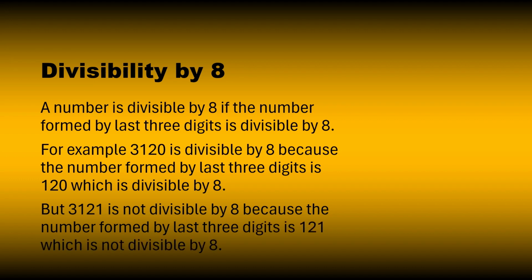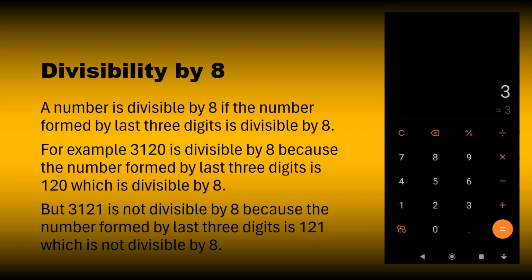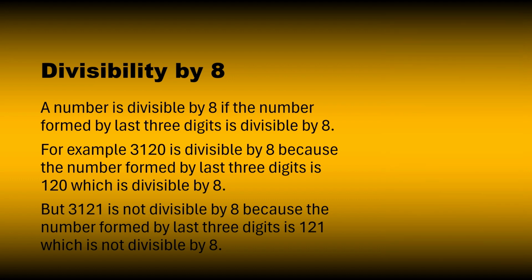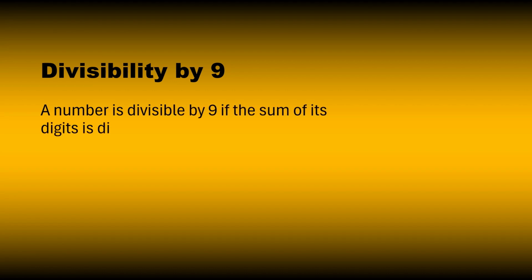Divisibility by 8. A number is divisible by 8 if the number formed by last 3 digits is divisible by 8. For example, 3120 is divisible by 8 because the number formed by last 3 digits is 120, which is divisible by 8. But 3121 is not divisible by 8 because the number formed by last 3 digits is 121, which is not divisible by 8.